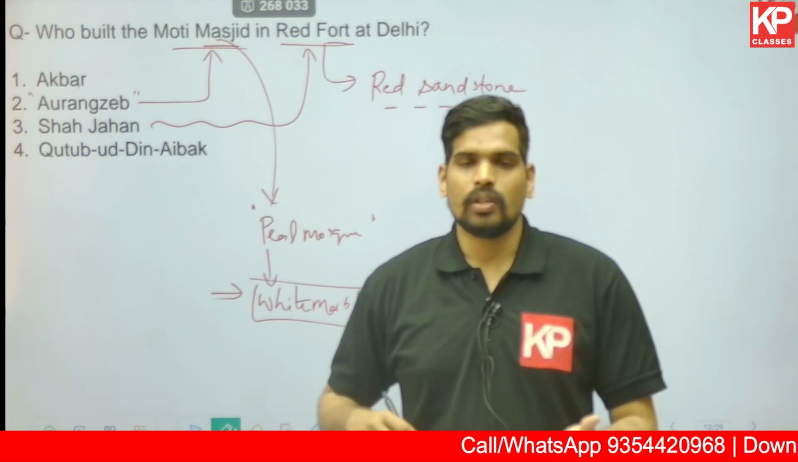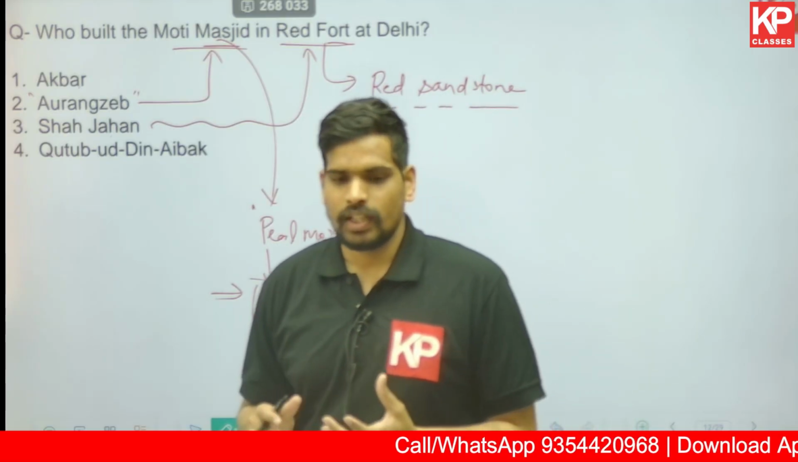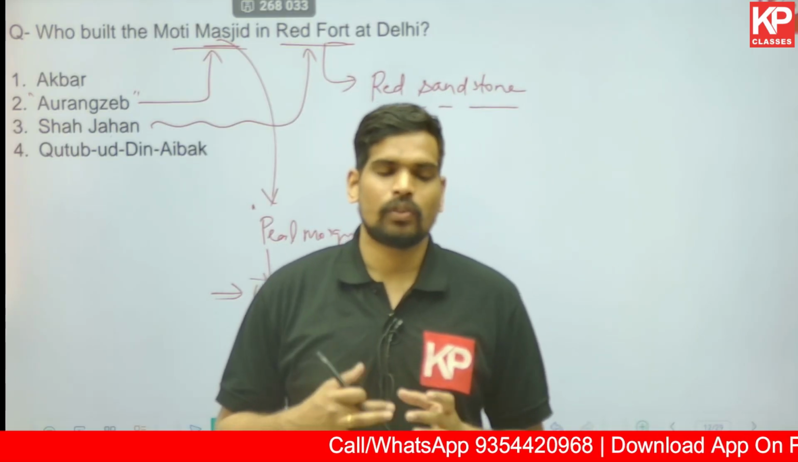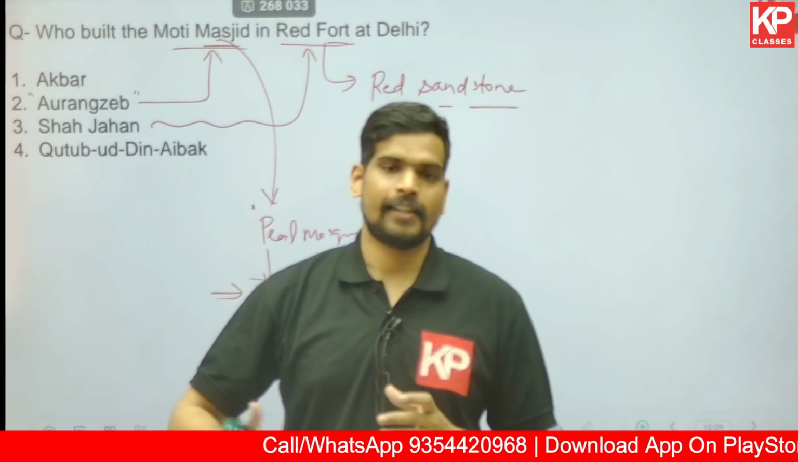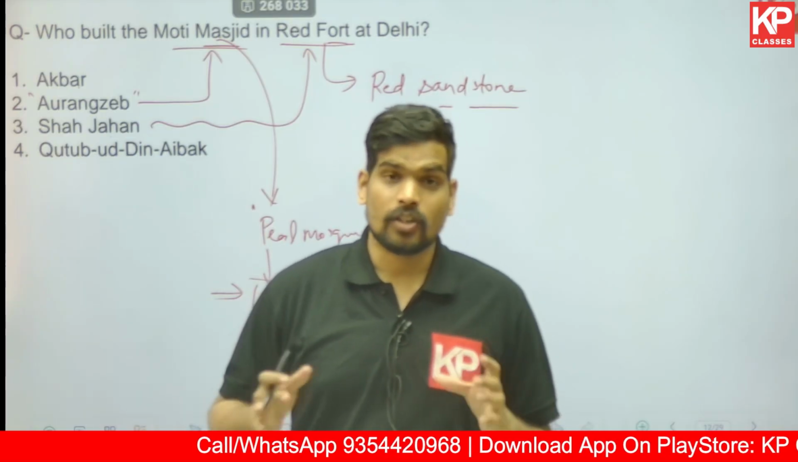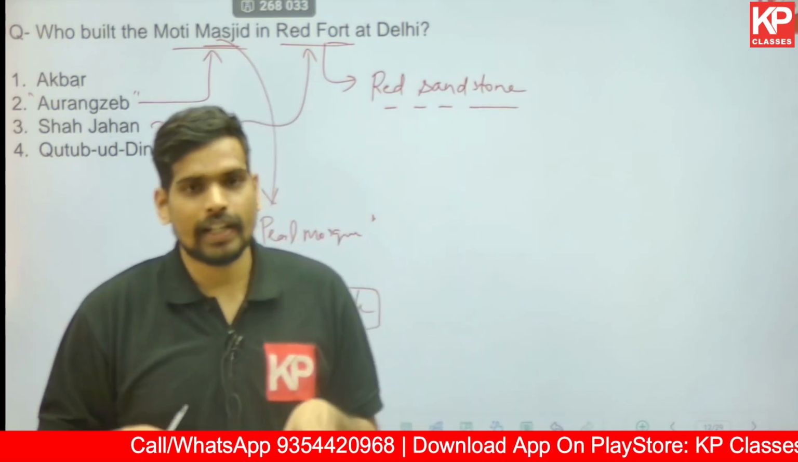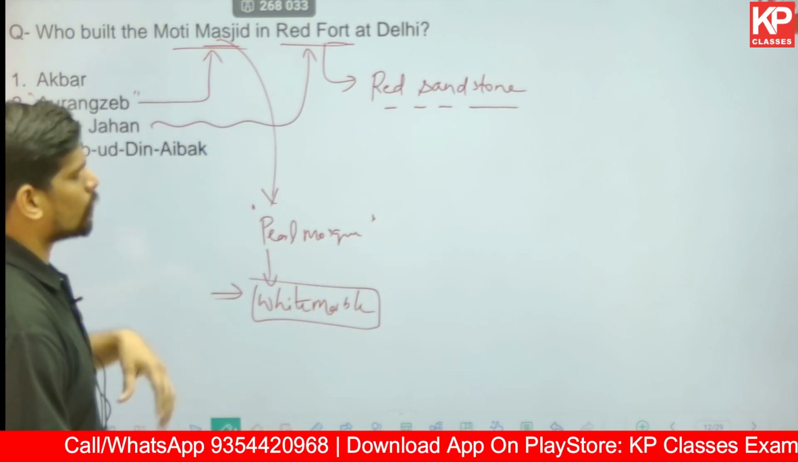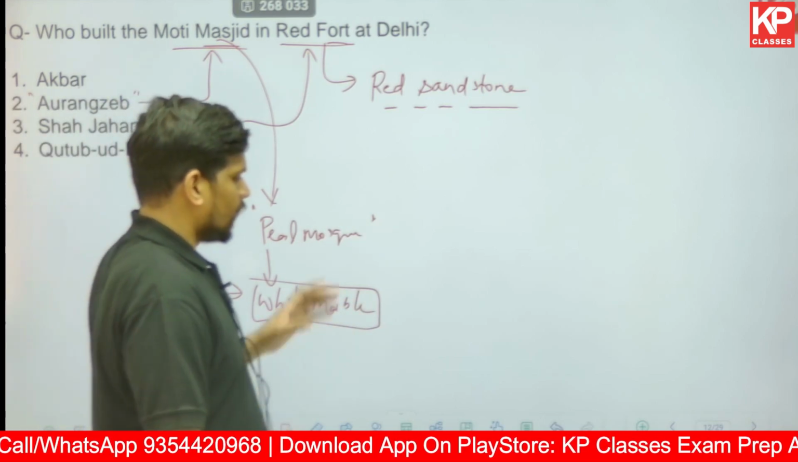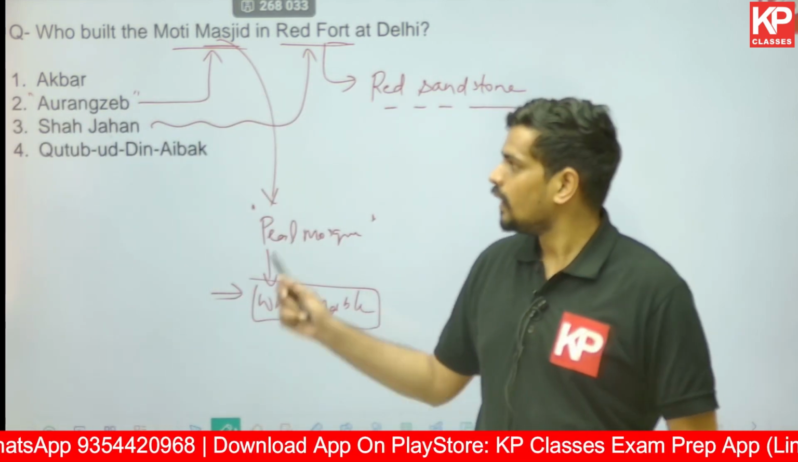Qutbuddin Aibak was not a Mughal ruler at all. Qutbuddin Aibak was the slave dynasty ruler. He was the one who established the first Delhi Sultanate, and he was associated with the construction of Qutub Minar, which is within Delhi but not a Mughal structure. It is much before the Mughal era. Anyways, so the answer for this question would be Aurangzeb.